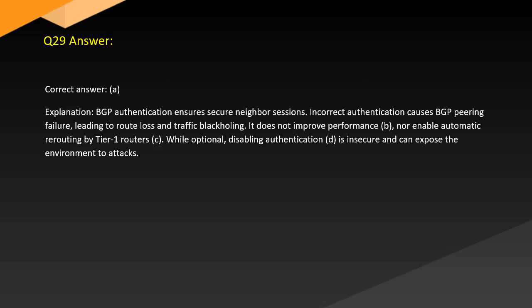Answer. Correct answer: A. Explanation: BGP authentication ensures secure neighbor sessions. Incorrect authentication causes BGP peering failure, leading to route loss and traffic blackholing. B. It does not improve performance, nor enable automatic routing by Tier-1 routers. C. While optional, disabling authentication is insecure and can expose the environment to attacks. D. is incorrect.